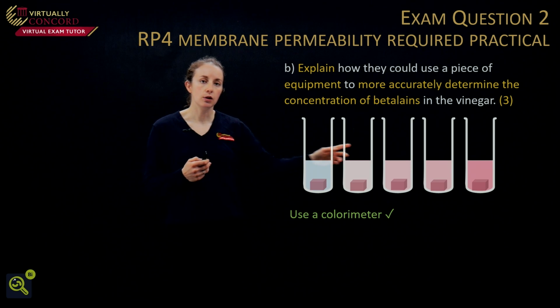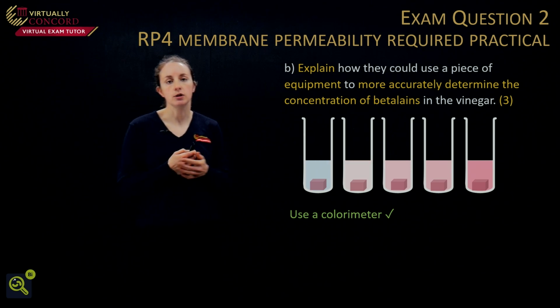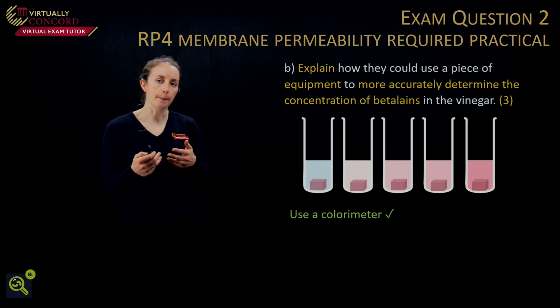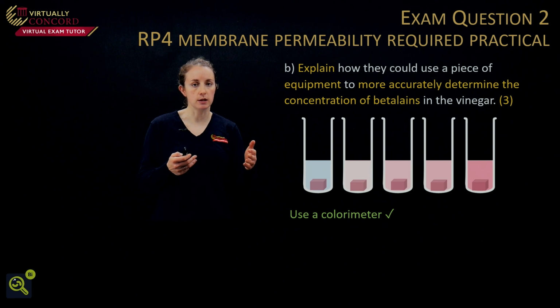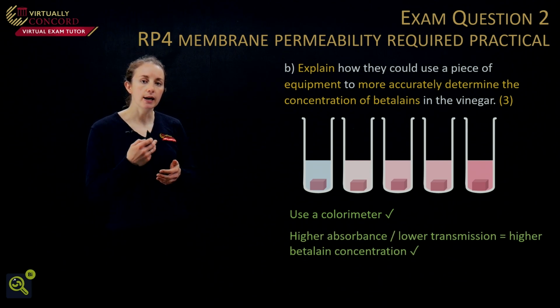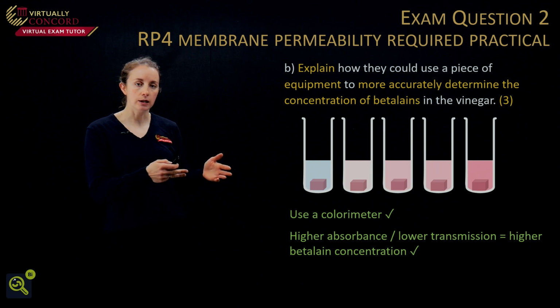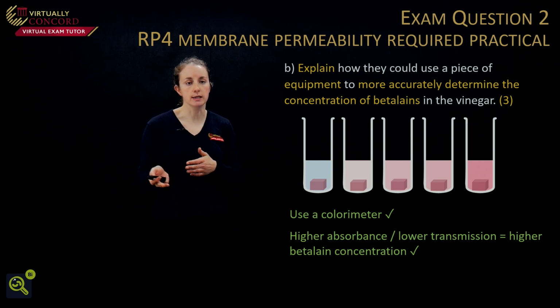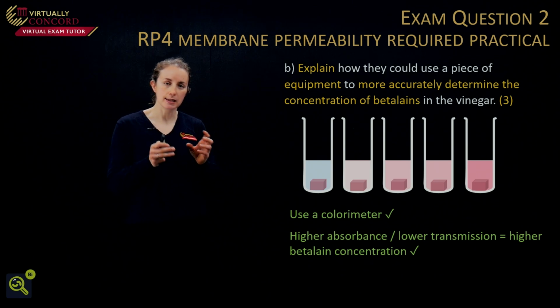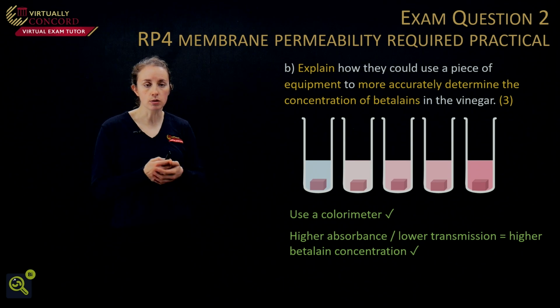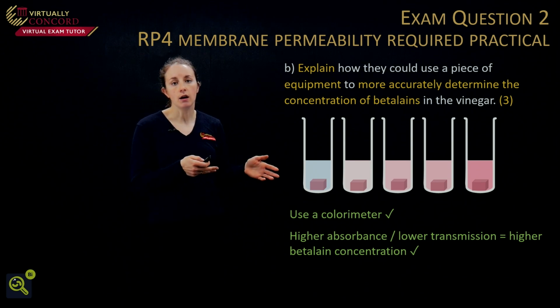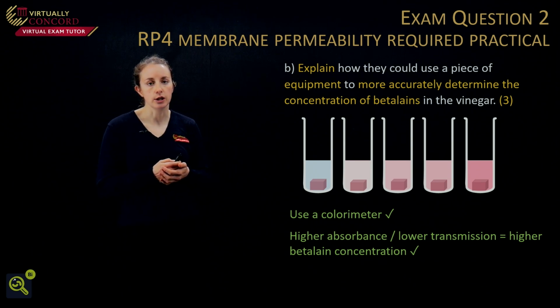So as we increase the amount of pigment in our solution, what we would expect is that more light will be absorbed by the solution and less light will be able to pass through. So what you get is either a higher absorbance value or a lower transmission value. There's usually a setting on your colorimeter, you can use either. And those indicate a higher betalain concentration in the solution.